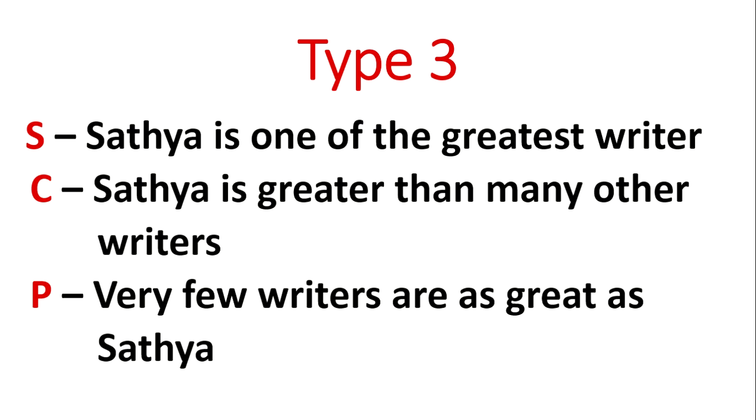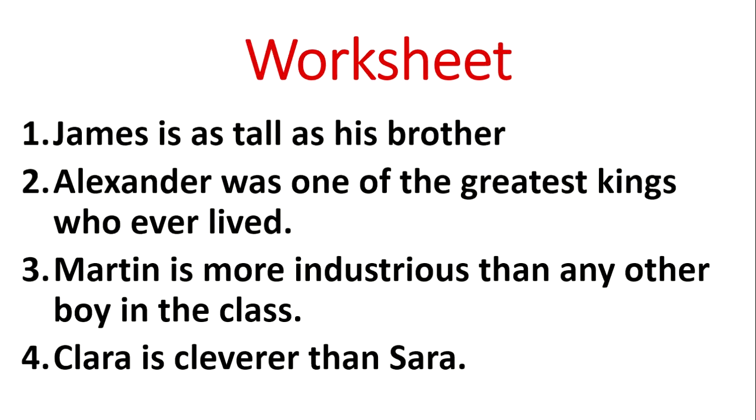That's all about it. I hope everyone understood the concept, as I have applied all the types here with the help of sentences. So I have given a worksheet here. From this you can identify what type of sentence this is, and what degree we have used in it. Look at the first sentence: James is as tall as his brother. If we use as tall as, adjective as, this is the positive degree. So the first sentence is given in the positive degree.